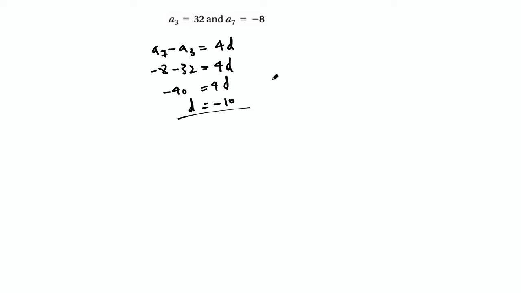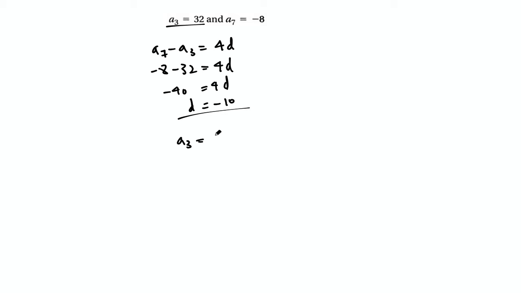The difference between A7 and A3 is just going to be 4 times the common difference. Okay, so A7 we know is minus 8, A3 is 32, and this is 4 times D. This will just be minus 40, so dividing both sides by 4, I can get that D is just minus 10.